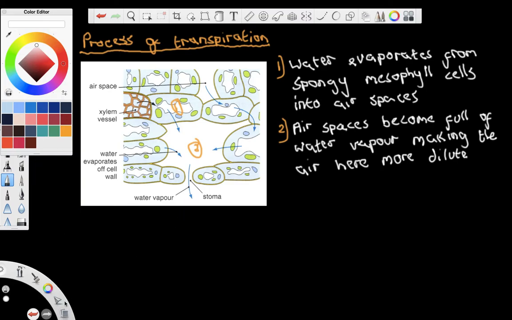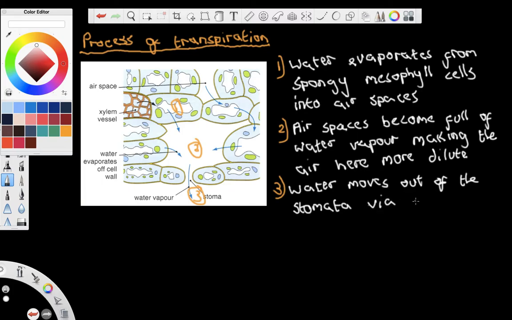So water moves by osmosis out of the stomata. Okay? So number three, water moves out of the stomata via osmosis. So it goes from an area that's dilute to more concentrated out of the stomata.